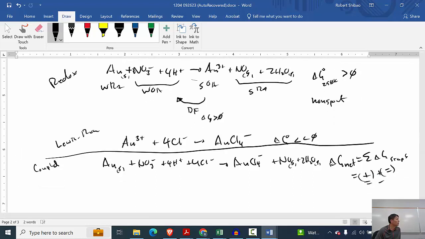And we can put the numbers in here. We just need the data. We're lacking the data, but this is well known here. We could also go non-standard conditions. Under standard conditions, this might not happen. Usually what we do is we use highly concentrated nitric and concentrated hydrochloric. If we use concentrated nitric and concentrated hydrochloric, we can get this to go.